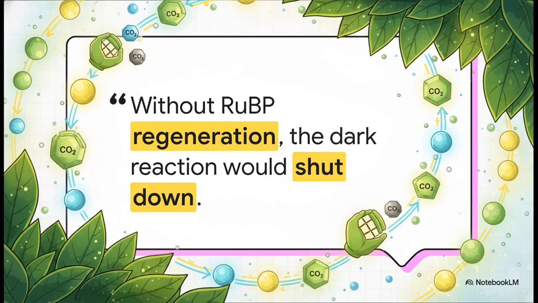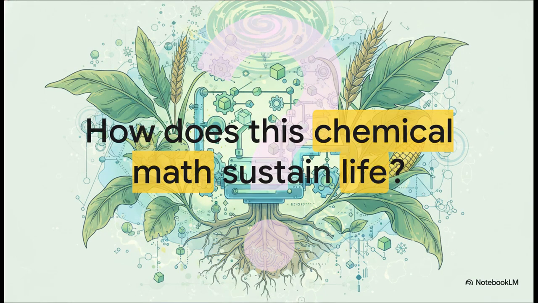This isn't just a neat piece of cellular trivia. Without this continuous regeneration step, the dark reaction would instantly shut down after making just one molecule of glucose. The factory would run out of catcher's mitts immediately. It's this beautiful, continuous loop of regeneration that makes sustained plant life possible. And that brings us to our final thought today.